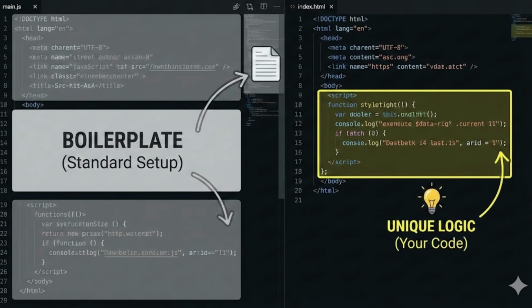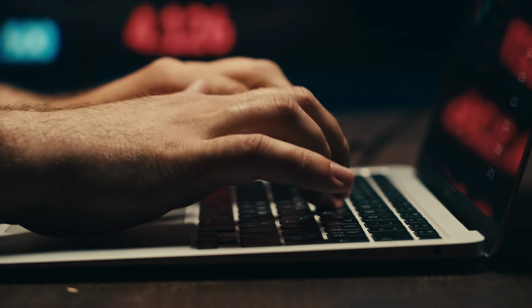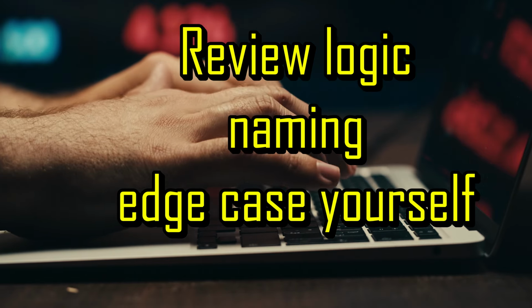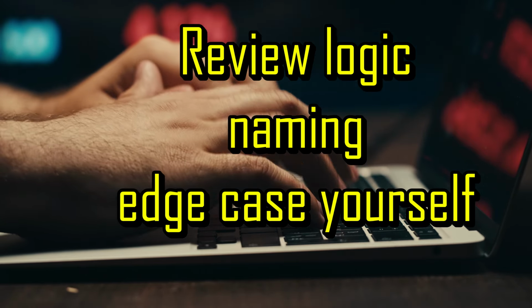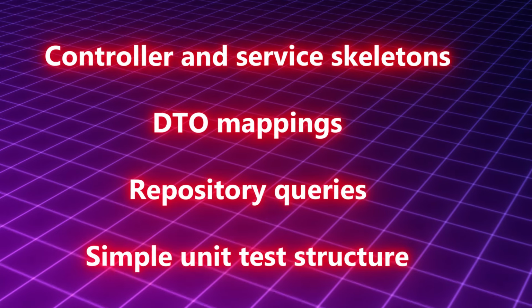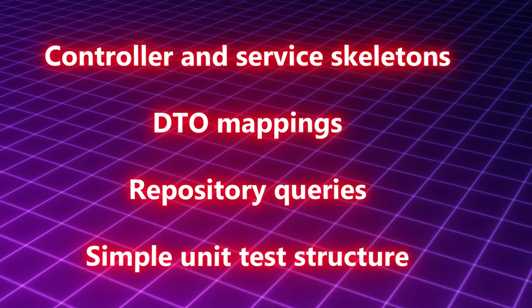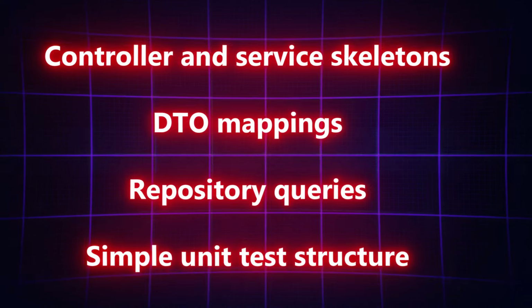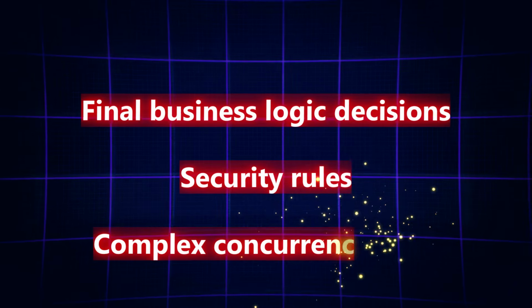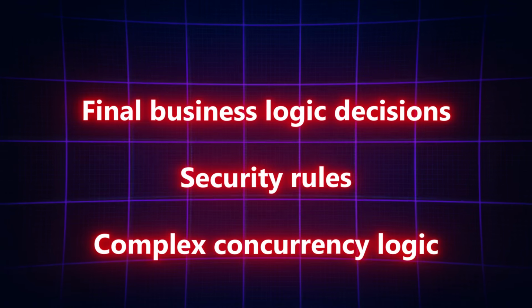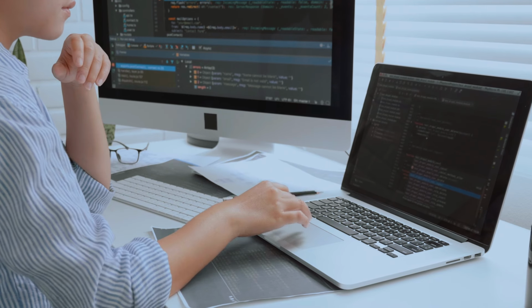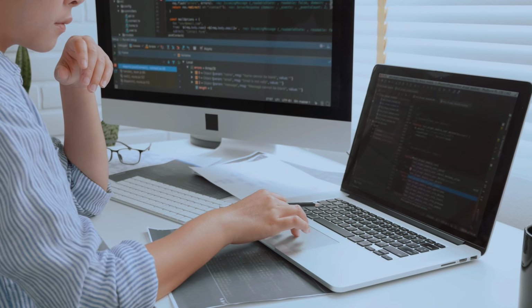You never blindly accept everything. Use this boilerplate code to save your time, and then review the logic, naming and edge cases yourself. You can use Copilot for controller and service skeletons, DTO mappings, repository queries, simple unit test structures. Don't use Copilot for final business logic decisions, security rules, complex concurrency logic. If you use Copilot correctly, it saves 1 to 2 hours every day, friend.